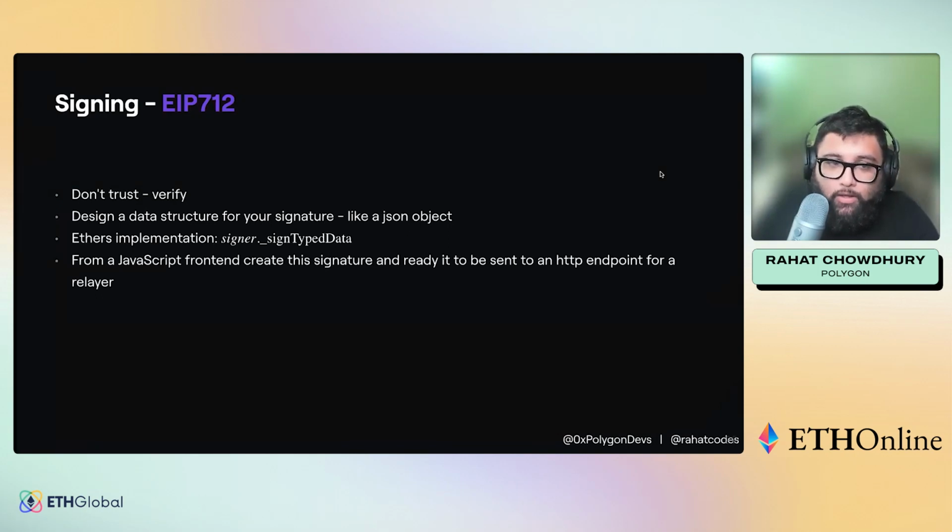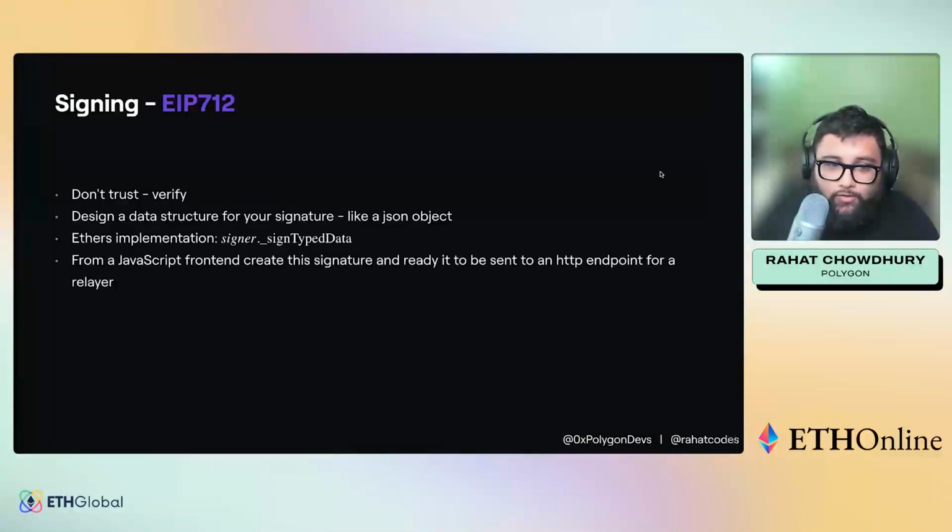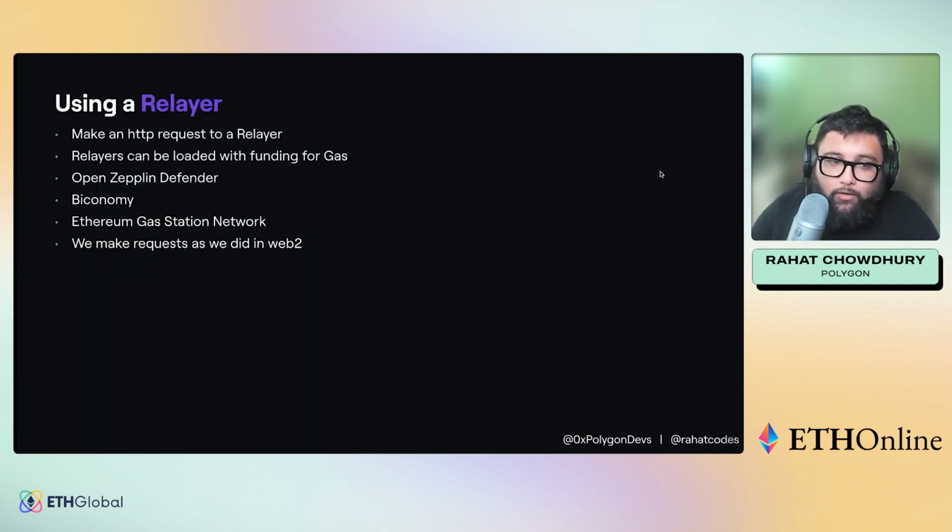So coming back to EIP 712, which was the first signed transaction thing that I mentioned, in the ethers documentation, a quick way of doing that is with the signTypedData method. From a JavaScript front end, you can create the signature, and it's just a JSON object. You put whatever information you want into it, and you send it to some HTTP endpoint provided by a relayer. Relayers can be found through OpenZeppelin Defender, Biconomy, Ethereum Gas Station Network. At the end of the day, you're just making a POST request to some endpoint that they provide you.